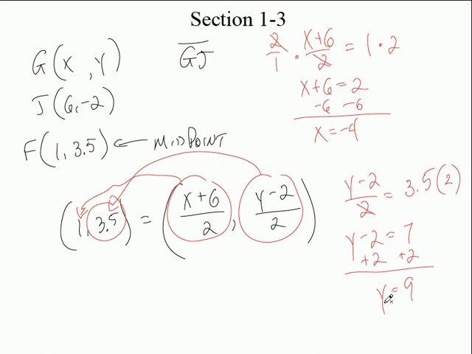Now, we don't just circle these and write that as an answer, do we? What are we looking for? We're looking for an endpoint. So say it, Kenny. You want to write it as an what? Ordered pair. Good. So we write it as an ordered pair. So what is our x? Negative 4, right? Right here. And what was our y? 9. And that is our point.